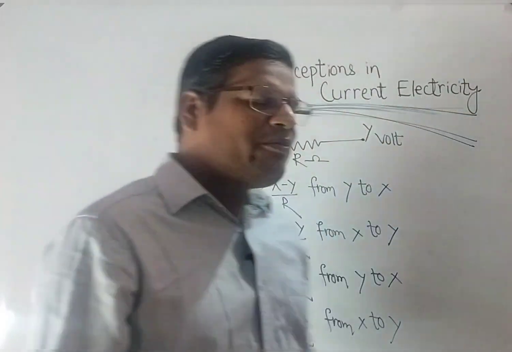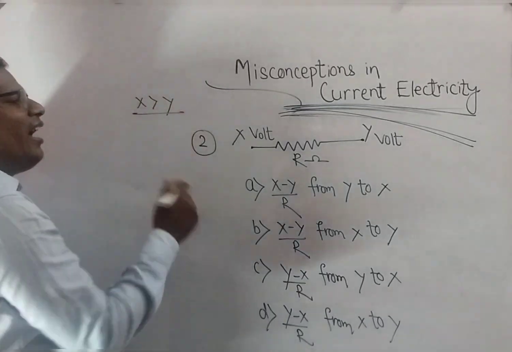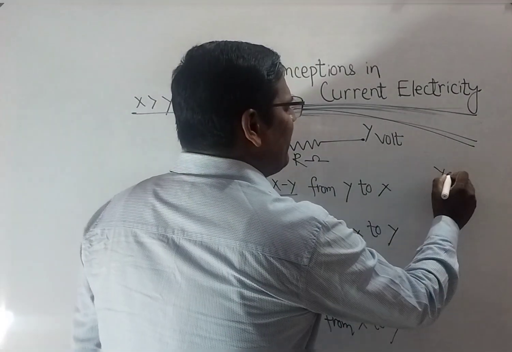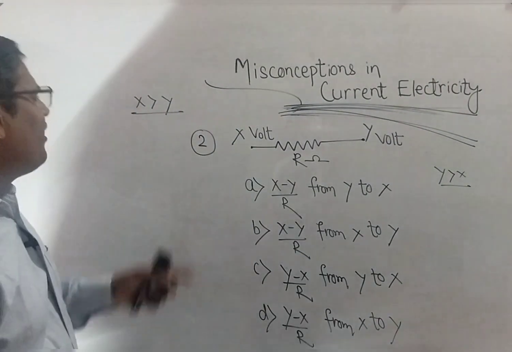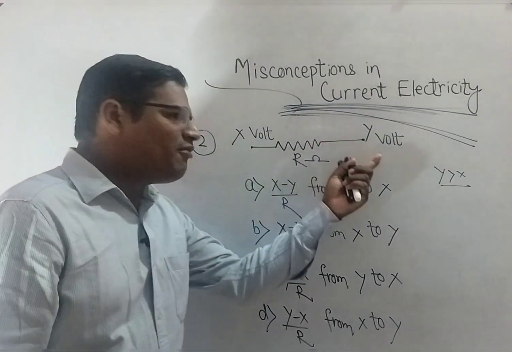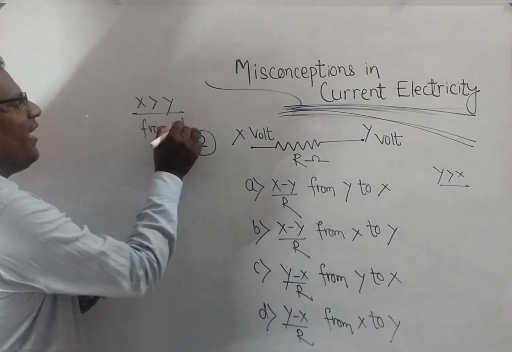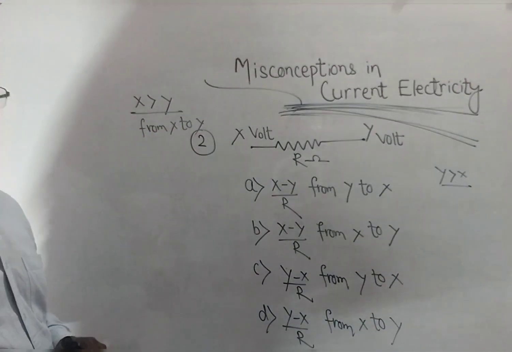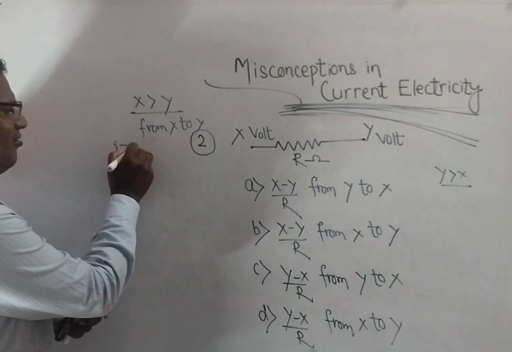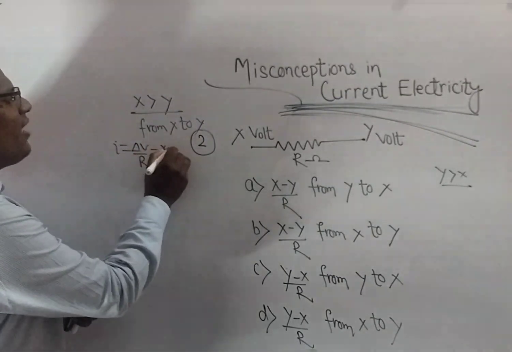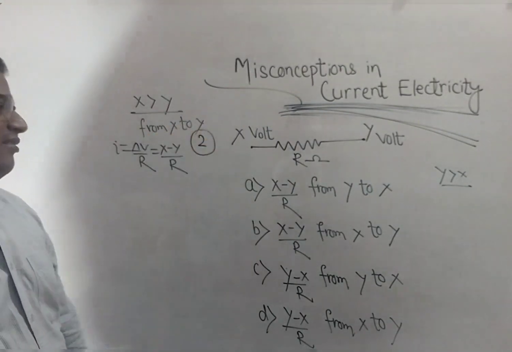So what are the two possibilities here? First possibility, x is greater than y. And what is the second possibility? Y is greater than x. So just write down the answer, assuming this possibility. So if x is greater than y, then of course current will be from x to y. And what is the magnitude of the current? We know current equals delta V by R. So here delta V becomes x minus y. So the answer will be x minus y by R from x to y.